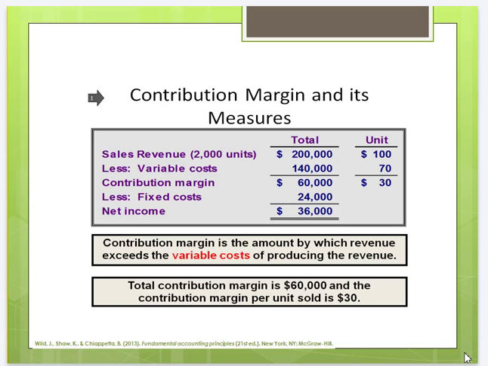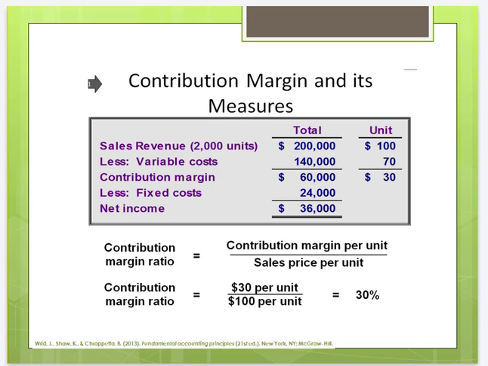Now, in addition to computing contribution margin as a whole, we can also compute our contribution margin ratio. The formula for this is the contribution margin per unit divided by the sales price per unit. Again, on this slide, we can see that they've already computed the contribution margin per unit. We have $100 as our sales revenue per unit. We have $70 of variable cost, leaving us with a contribution margin per unit of $30.